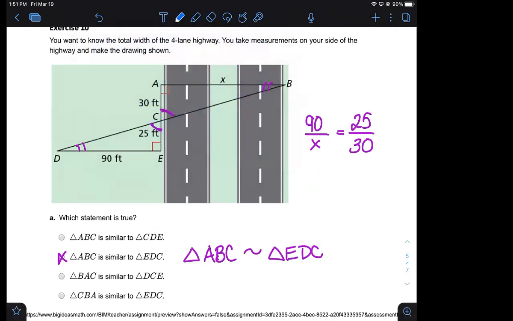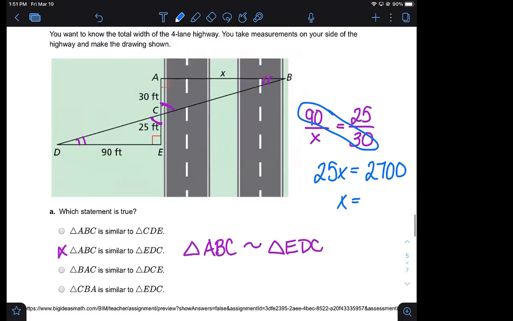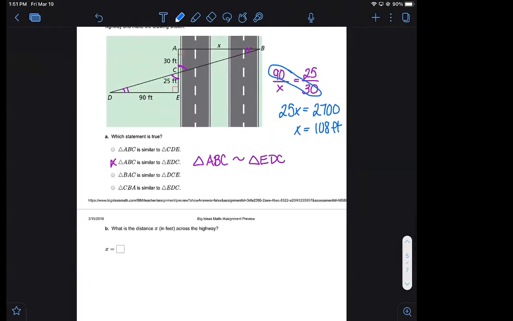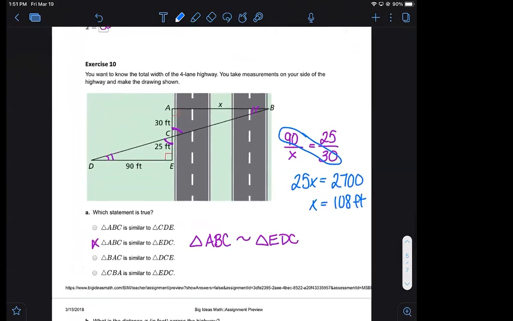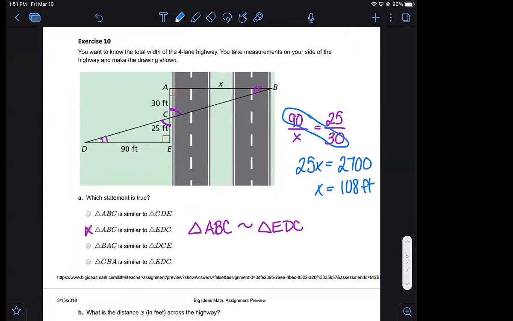So we're going to cross multiply. Olivia Sefton, what do you get when you multiply 90 times 30? 2,700, okay. Can you divide that by 25 and tell me how far it'd be across the 4-lane highway? 108 what? Feet. All right, sound good? Yep. All right. So part B was 108 feet. And we have finished the practice quiz.